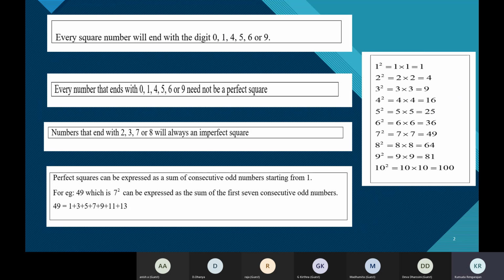Similarly, when it's 10 or 100, 1000, take 30 for example. 30 ends with a digit 0. 30 into 30 is 900. Also ends with a digit 0. So if a number ends with a digit 0, its square also will end with a digit 0. If a number like 30, 40 ends with 0, their square, like 40 into 40, 1600, also ends with 0.